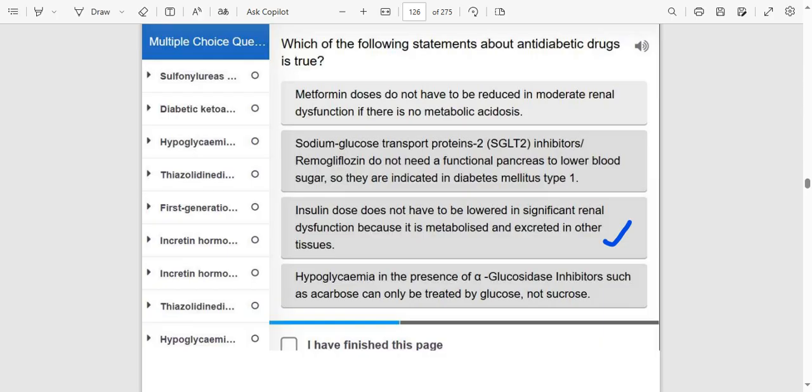And then B, sodium glucose transport 2 inhibitors do not need a functional pancreas to lower blood sugar, so they are indicated in type 1. For this one, is there even anything to think of? As long as it's not insulin, we can't talk about type 1. And then D, we've just answered that, C. Insulin dose does not have to be lowered in significant renal dysfunction because it is metabolized and excreted in other tissues. Is that true or false?